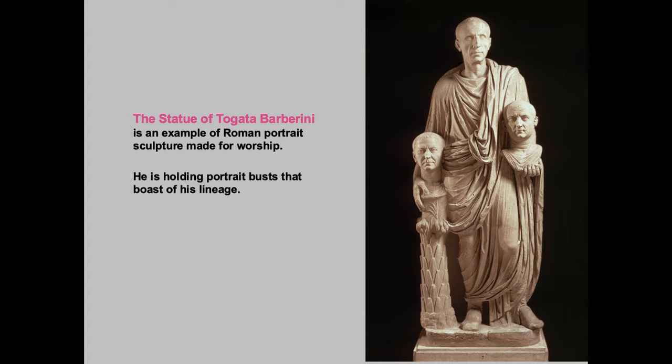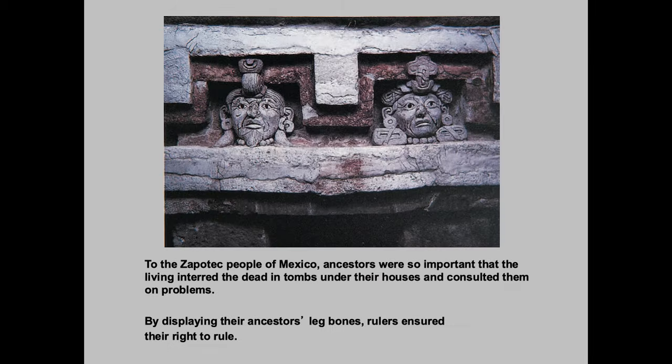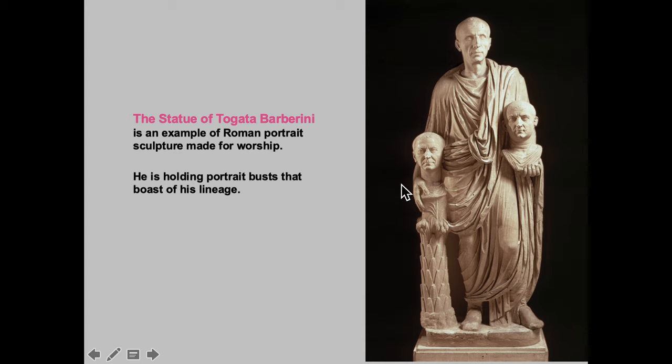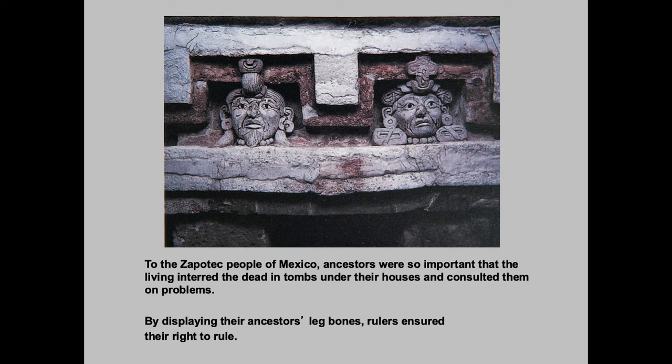So this is an example of a Roman portrait made for worship. He's holding busts that boast his lineage. I don't know exactly who these people are, but he's got these other people that are part of his lineage, okay? But he's also now deceased. This is a really interesting piece. I usually have students do an essay on this.